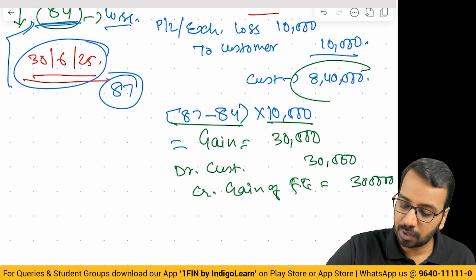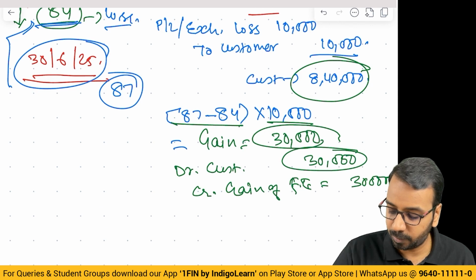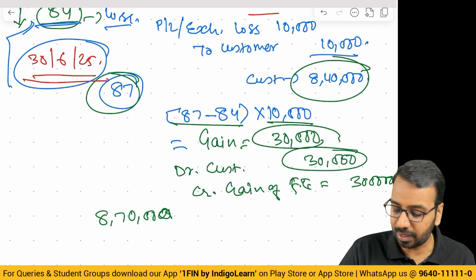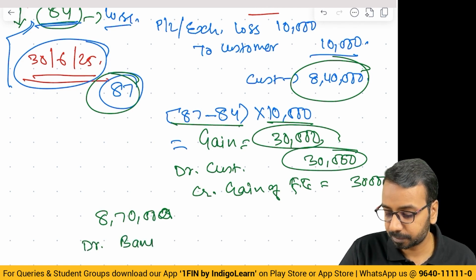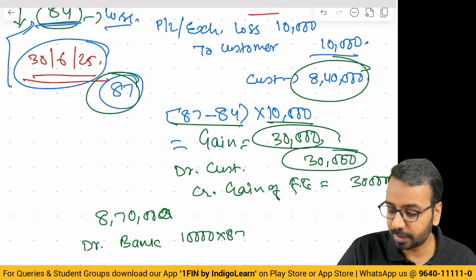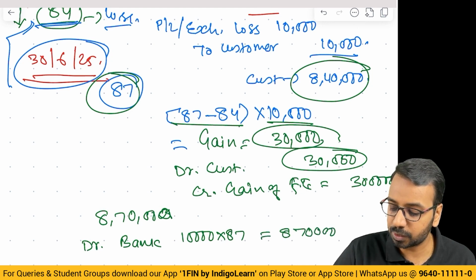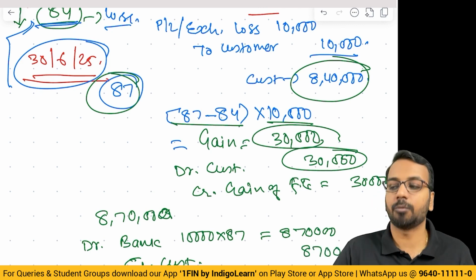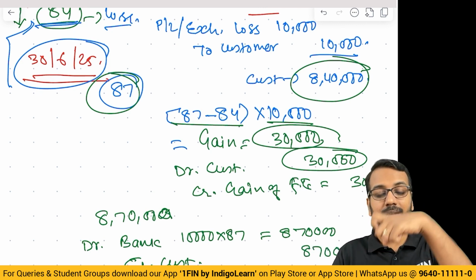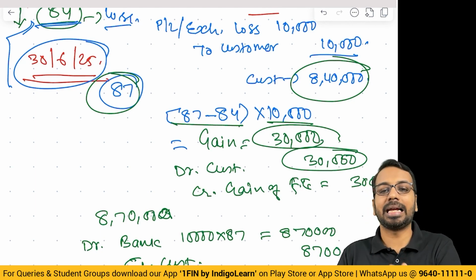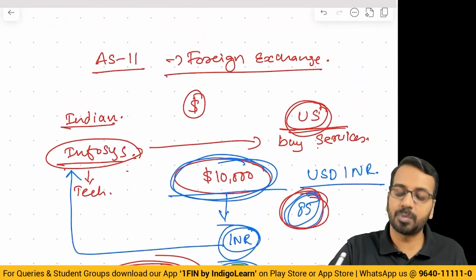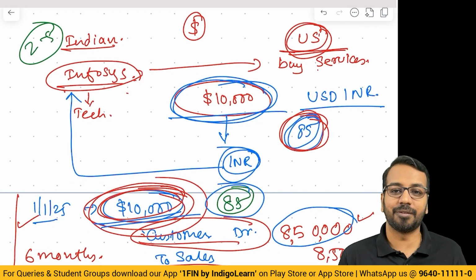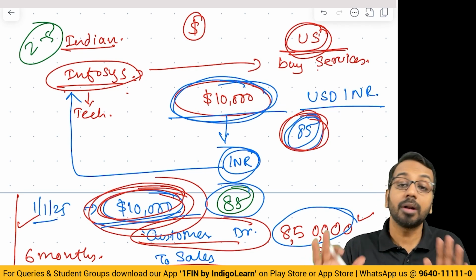So customer, what happens? From 8,40,000 plus 30,000, it becomes 8,70,000. And when I receive $10,000 at 87, it will be debit bank $10,000 multiplied by 87, which is 8,70,000. Credit customer 8,70,000. Okay, this is one of the fundamental transaction adjustments that is required by Accounting Standard 11. This concept has been tested time and again for 2 to 5 marks in the examination, and our objective is we should score full marks here.